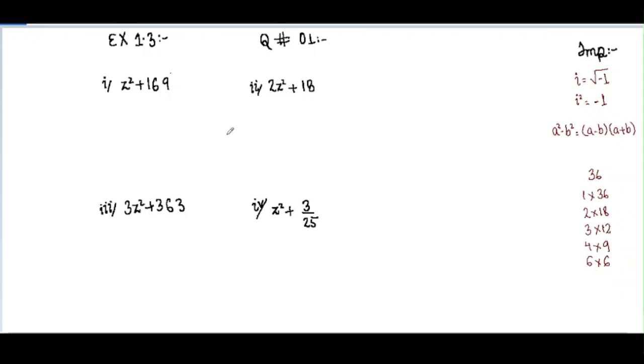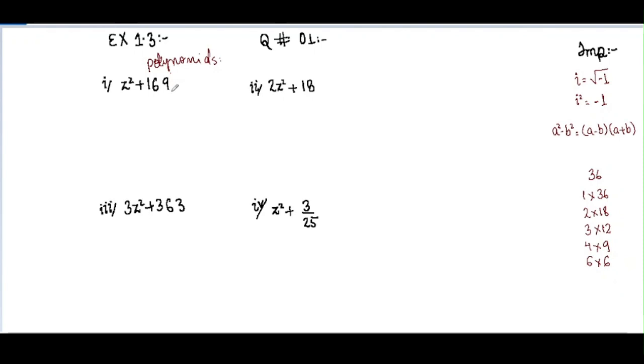Bismillahirrahmanirrahim. We are going to start question number 1 of exercise 1.3, which says factorize the following polynomials into linear functions. So first of all, what are polynomials? You must know that any function which contains a variable having power greater than 1 is called a polynomial. See this function, it has a variable which has a power greater than 1, which is 2. So it is a polynomial.